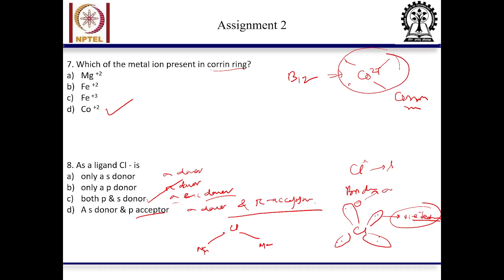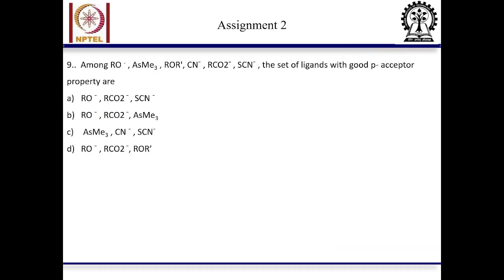But go for the carbonyl. So carbonyl is a sigma donor and pi acceptor. So this will stabilize the compound with lower oxidation state metal, like nickel carbonyl, because it will take the electron back from the metal. So it will stabilize the metal in the lower positive oxidation state. Okay, I will go to the next concept.